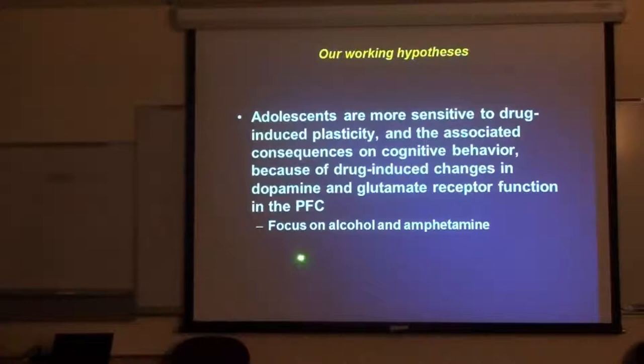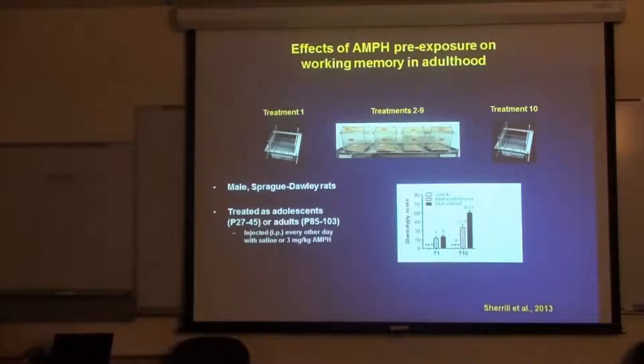In our studies, we've focused on alcohol and amphetamine, and I'm just going to show you a little bit of data with amphetamine. This is an experiment we did where we treated animals, and again, just males, so there's the caveat. We did this in Sprague Dawley rats, and we gave them a dose of amphetamine, 3 milligrams per kilogram, every other day, either amphetamine or saline in our control group.